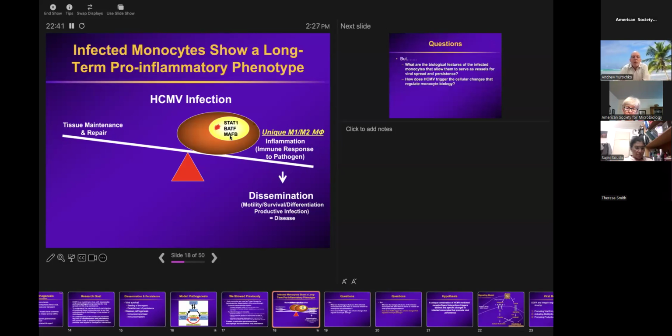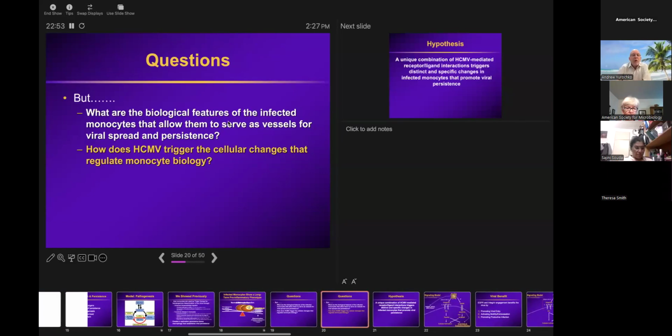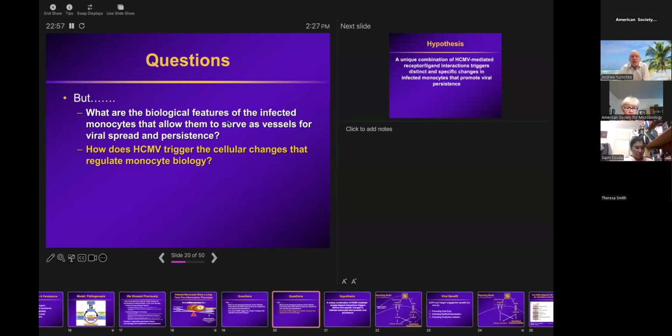We've used transcriptomics and proteomics to identify some of the players. And if you have any questions about that, I'm glad to talk about that. But that's not what I'm going to talk about today. What I'm really going to focus on today, what's the highlighted one, is how does the virus trigger the cellular change that regulate monocyte biology.